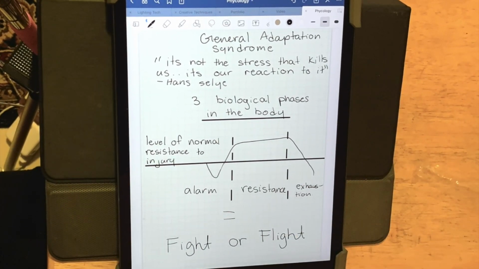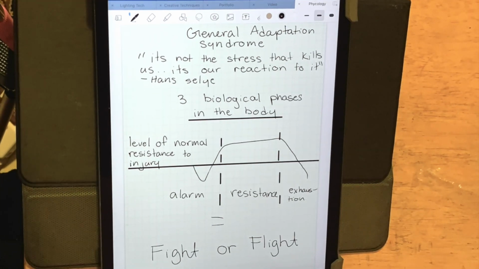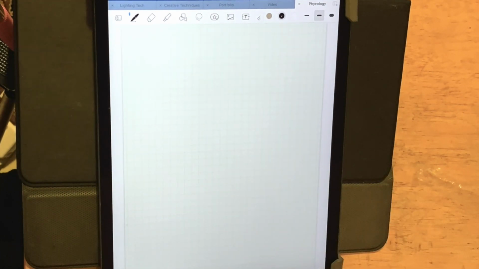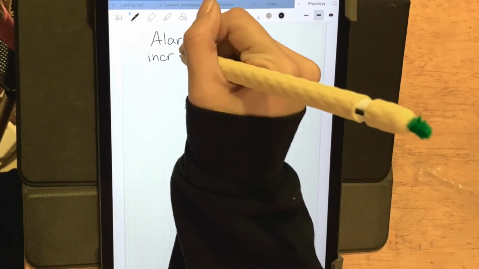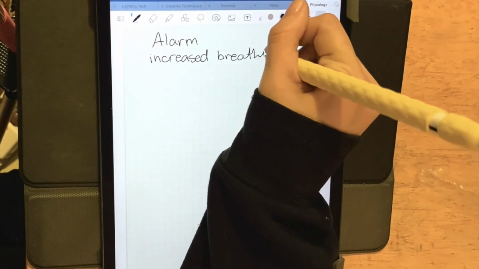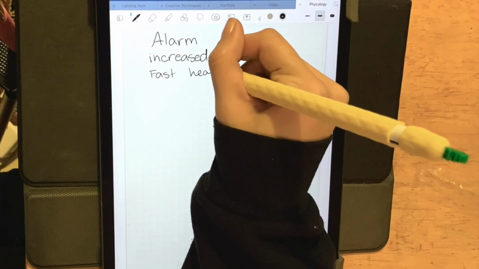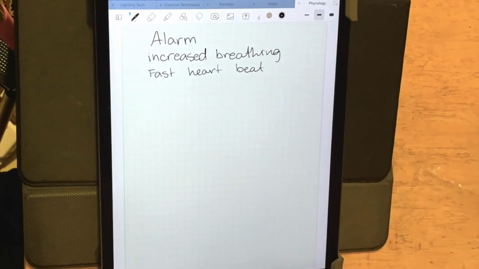The example that I'm going to give is, say that somebody has social anxiety and they go to a party. Fight or flight responses might happen in this person with social anxiety at that party. These people might experience increased breathing, faster heart rate, sweaty palms, or dry mouth.